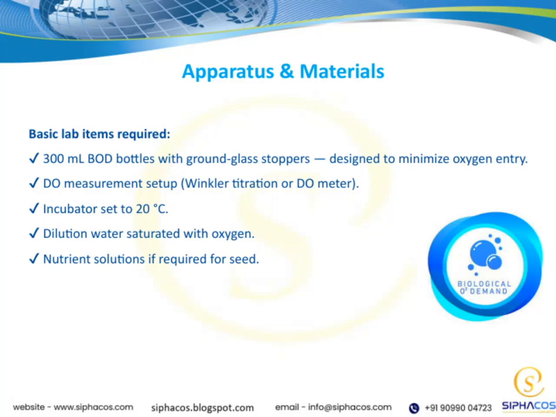All right, let's go over the apparatus and materials you'll need for this experiment. First, we have the 300 ml BOD bottles with ground glass stoppers. These are specially designed to minimize oxygen entry, which is crucial for accurate BOD measurements. Next, you'll need a dew measurement setup, which can be either a Winkler titration kit or a dew meter, depending on what's available in your lab.